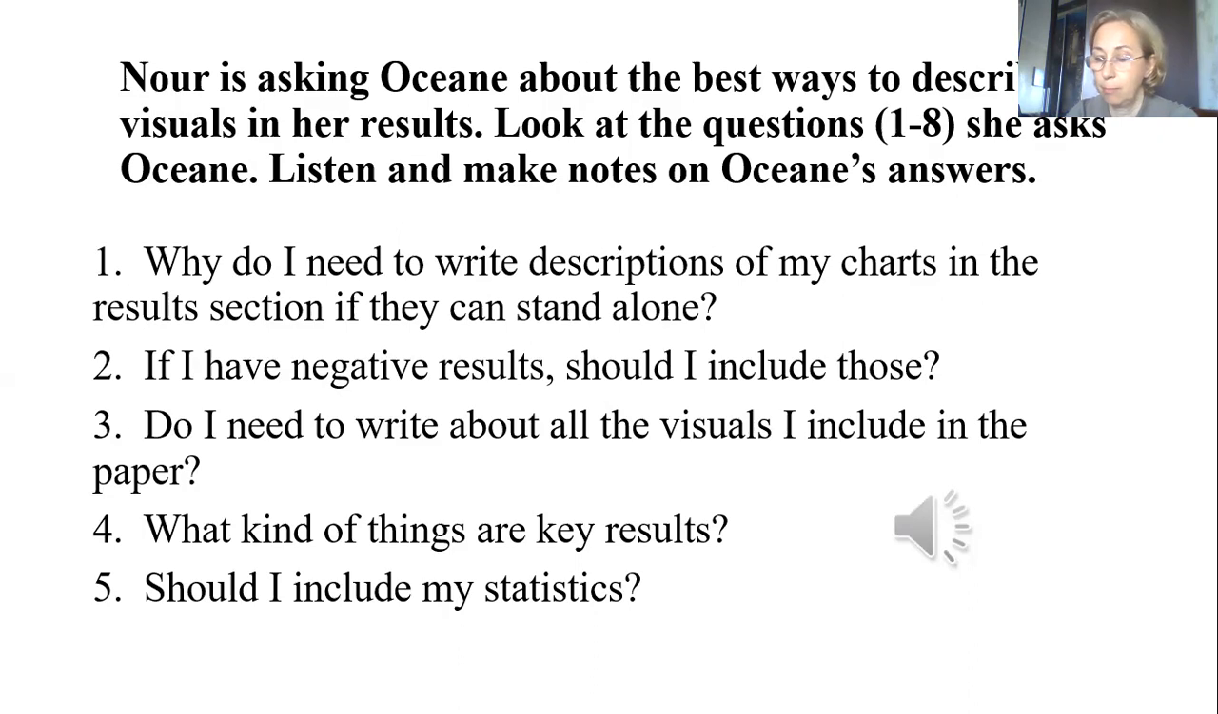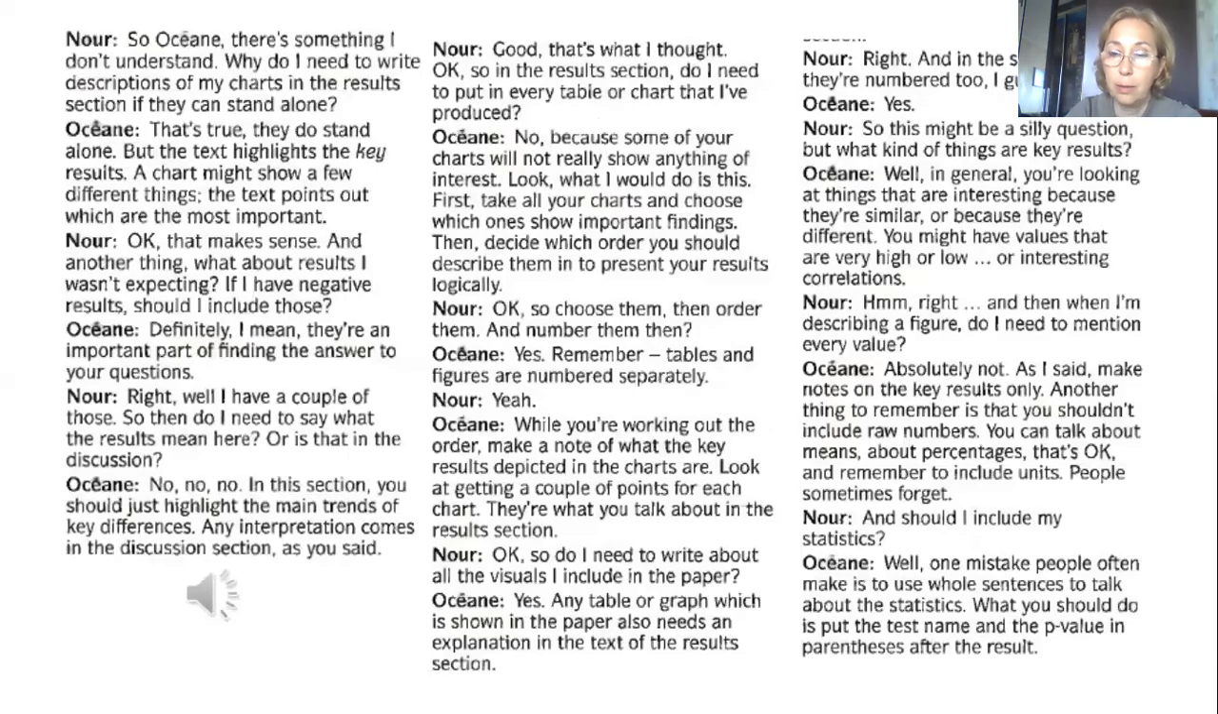So one mistake people often make is to use a whole sentence to talk about the statistics. So anyway, she should include the statistics. Okay. So this is the description of the main part of the scientific paper, Noir's thesis paper, where she writes about her findings and the results of the experiment.